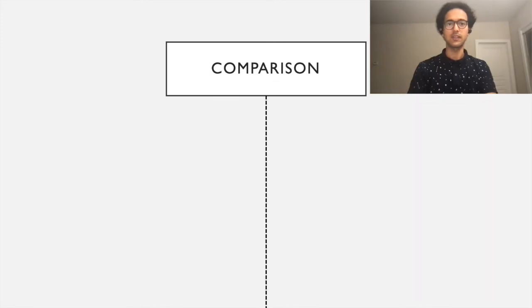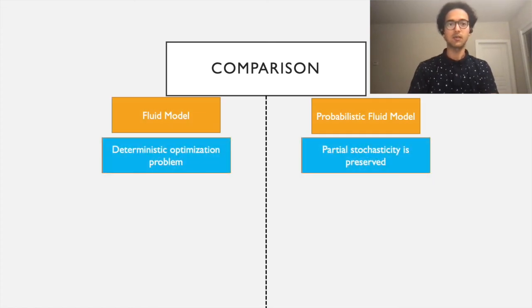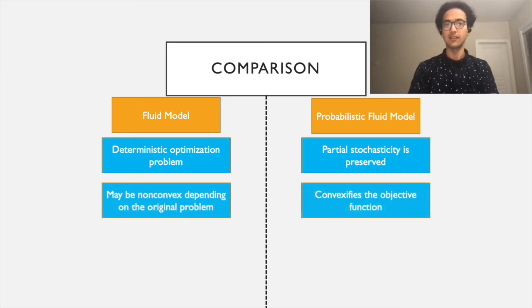Now, we point out the key differences between the probabilistic fluid model and the classical fluid model, which shows that the probabilistic fluid model is more general. The fluid model is a deterministic optimization problem, whereas a probabilistic fluid model preserves partial stochasticity. Next, a fluid model may be non-convex depending on the original problem, whereas a probabilistic fluid model is always convex irrespective of the original problem.